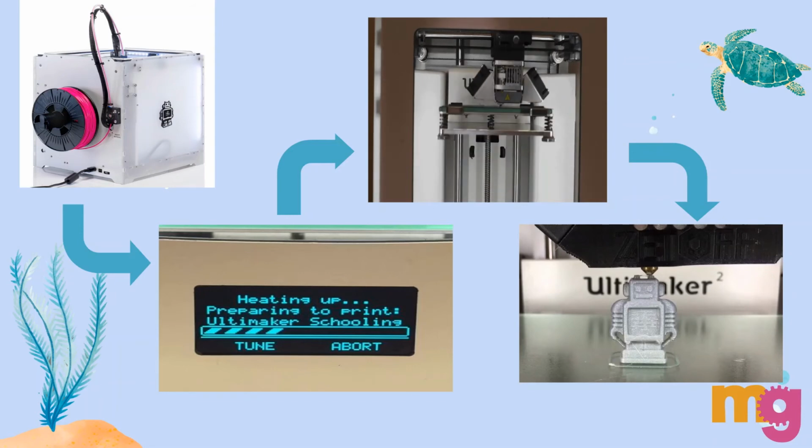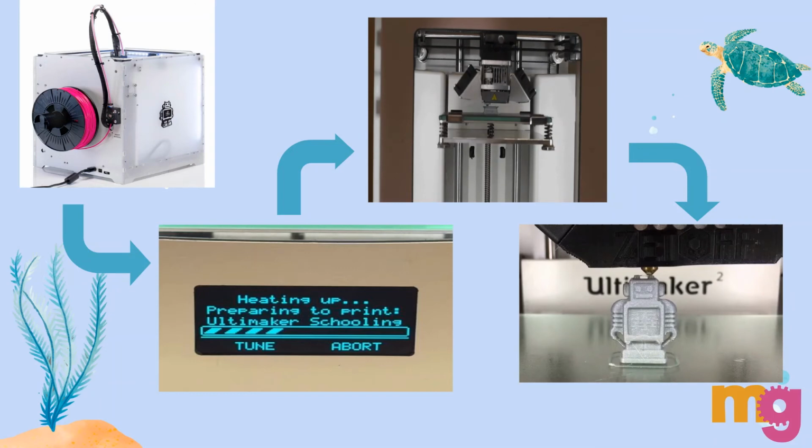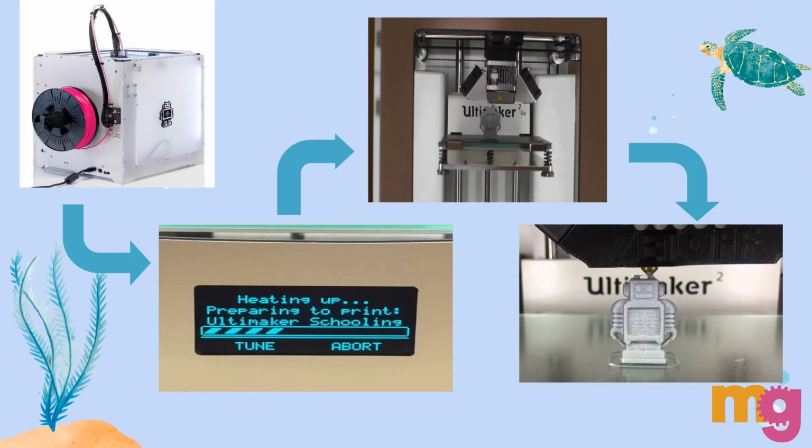As the printer heats up, it begins to create your 3D print, starting layer by layer from the bottom up, as you can see in the third little video. Finally, once the printer has layered your design from the bottom up, it finishes at the top, as you can see in the last picture of the little robot design.